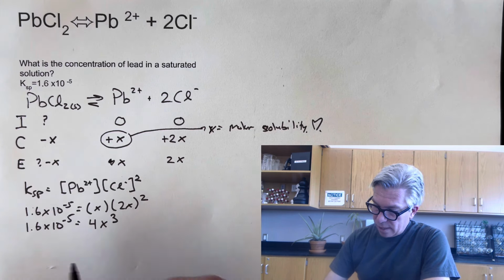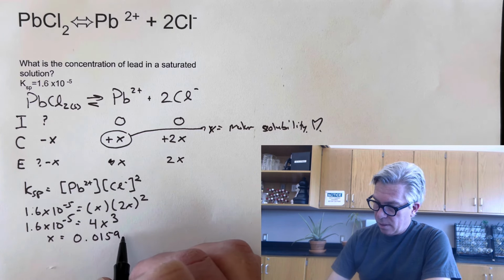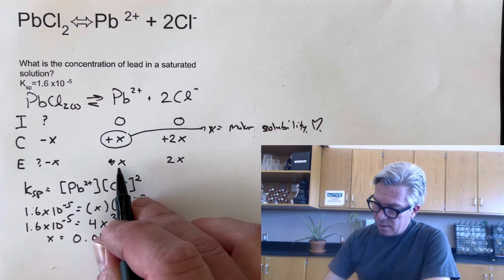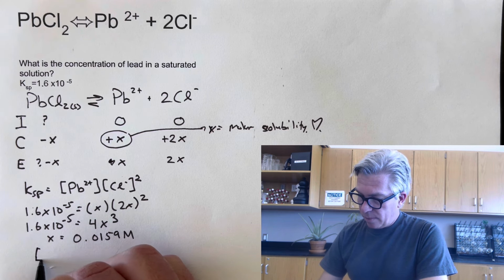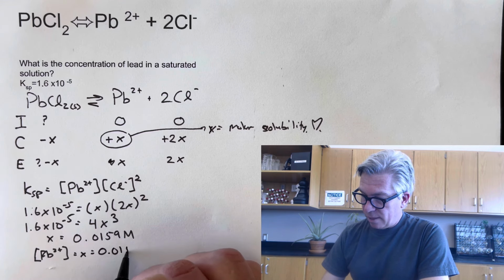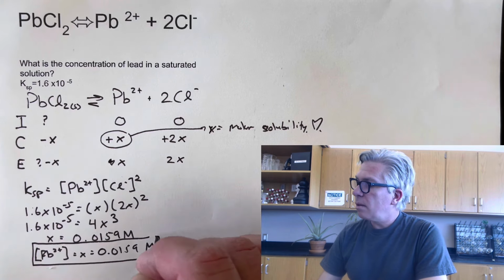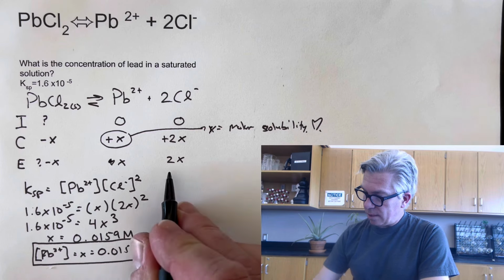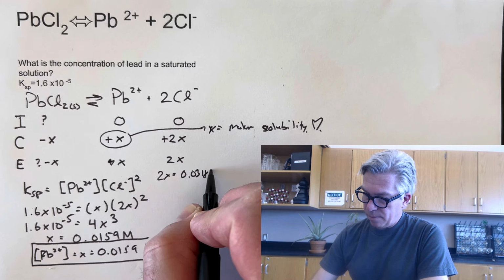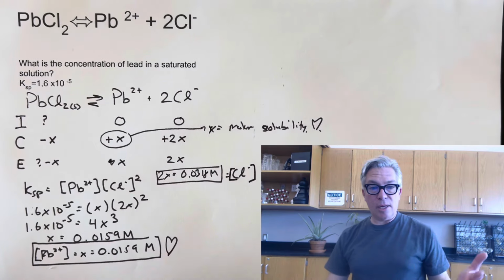And when I solve for X, I get 0.0159 moles per liter. And we've got to remember to answer the question. So the lead concentration is equal to X, which is 0.0159 moles per liter, and that is my answer. The chloride would be 2X, which would end up being 0.0318, and that's going to be equal to the chloride concentration if you were ever asked about that.